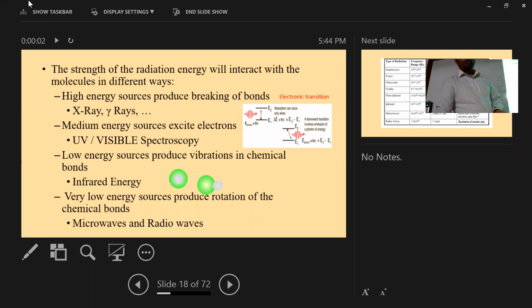Very low energy sources produce rotation of chemical bonds. What I have mentioned there, rotation. If you have an HCl molecule, this is hydrogen and it has a bond with chlorine. So it can stretch or compress. That will be the vibration. This is a covalent bond, so it is not always fixed.